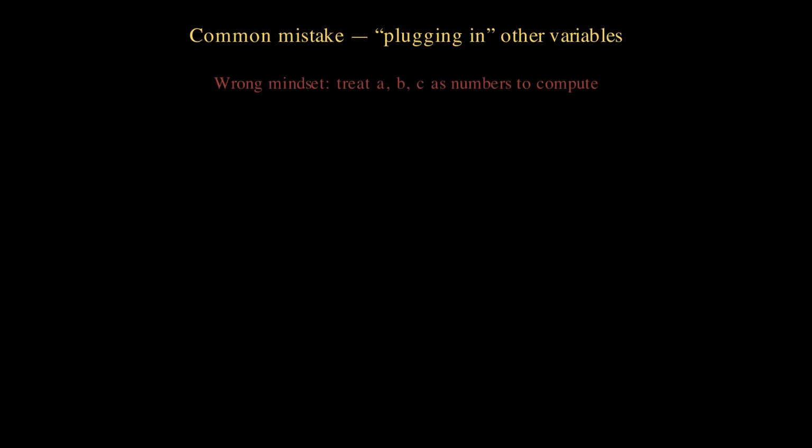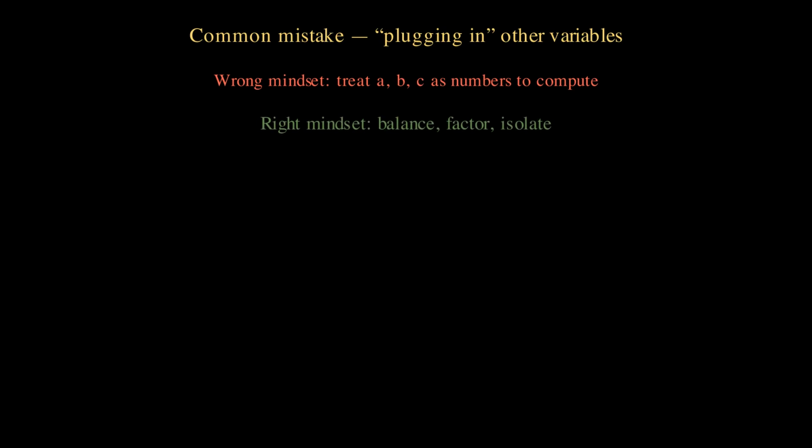Common mistake: trying to plug in made-up numbers for letters that are supposed to stay symbolic. If the question says solve for r, your final answer should still contain other parameters. Right mindset: move terms, factor, divide, exactly like algebra class, just with more letters in the line.